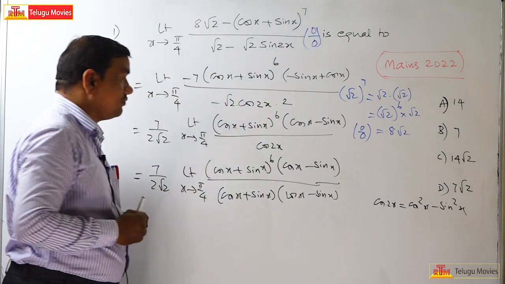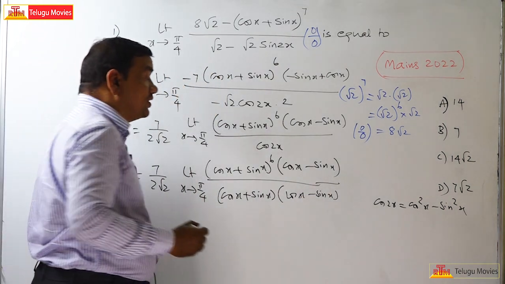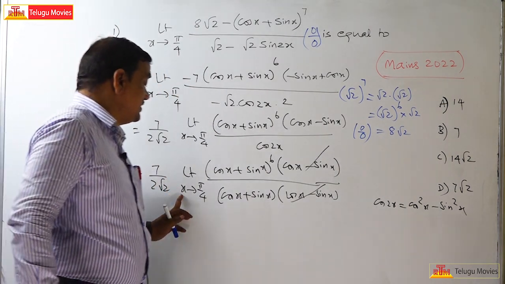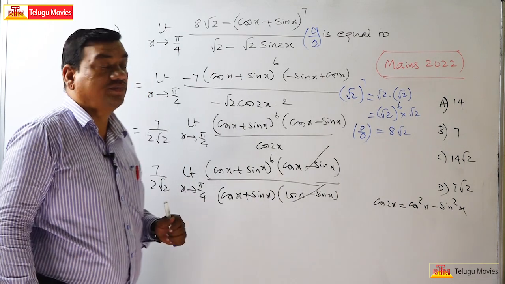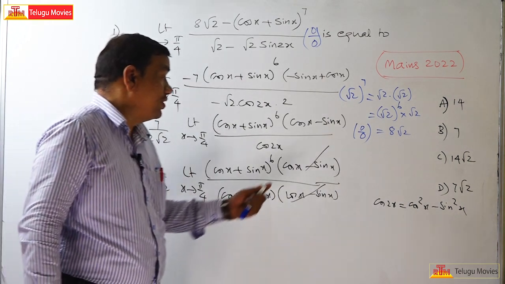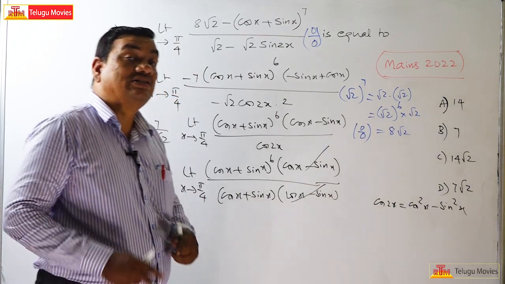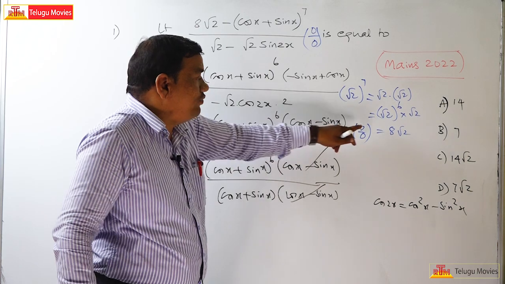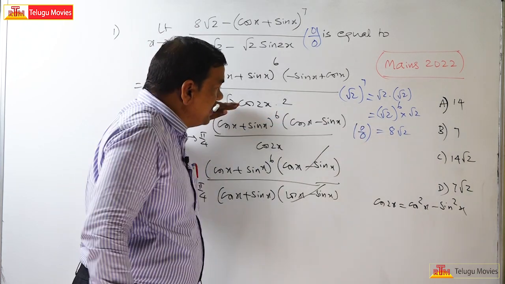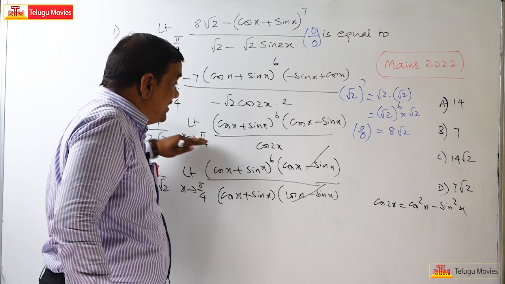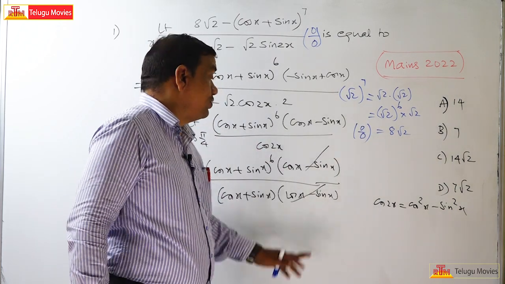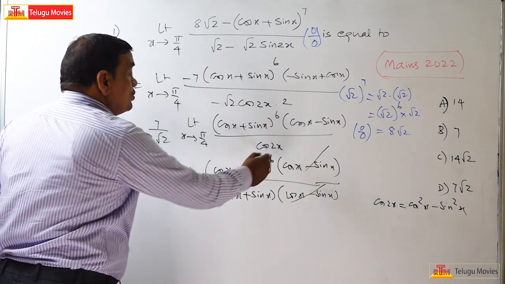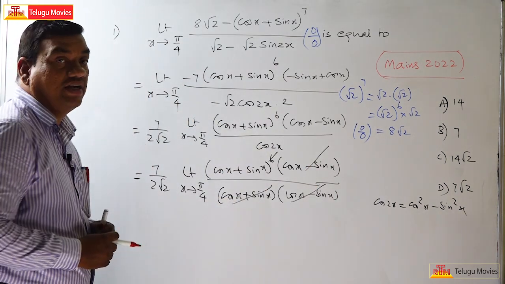Now, these two terms you can cancel. Why? Because you may ask a doubt: x approaches pi by 4, therefore cos x minus sin x approaches 0, not exactly 0. So the numerator value approaches 0, the denominator value also approaches 0, but they are never 0. That's why we can cancel here. Here also one (cos x plus sin x) we can cancel.